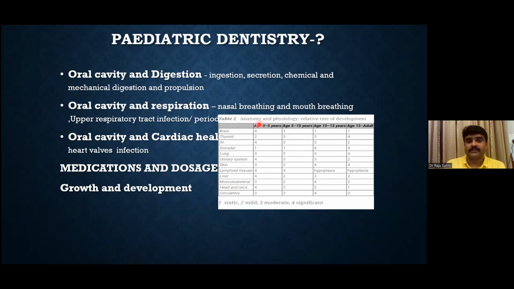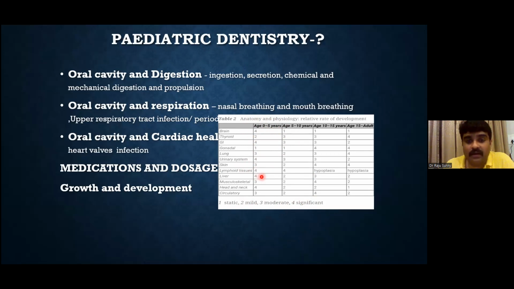See, from 0 to 5 years of age, brain development grows more than any other part. It's 4, when you consider growth as 1 being static growth, 2 mild growth, 3 moderate, and 4 significant growth. Significant growth of the brain takes place from 0 to 5 years, when you have all your primary teeth. Next is the gastrointestinal tract, where maximum growth takes place. Urinary system, maximum growth. Lung capacity increases more in a child than lymphoid tissue, which you have seen in Scammon's growth curve.